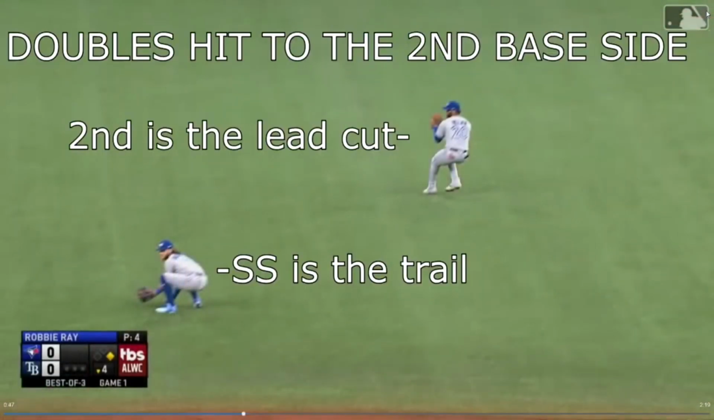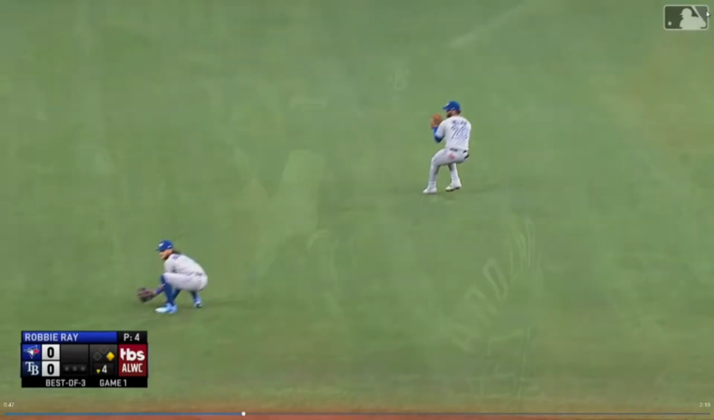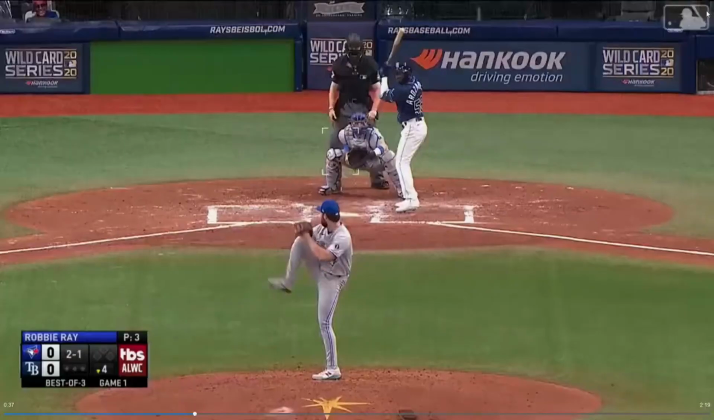On doubles hit to the right side or the second baseman's side of the field, the second baseman goes out and is the lead cutoff, and the shortstop runs over and is the trail.